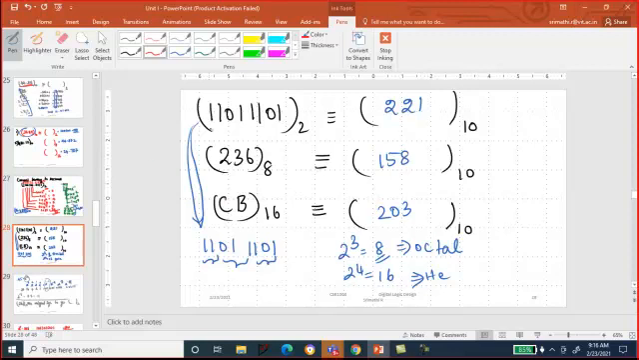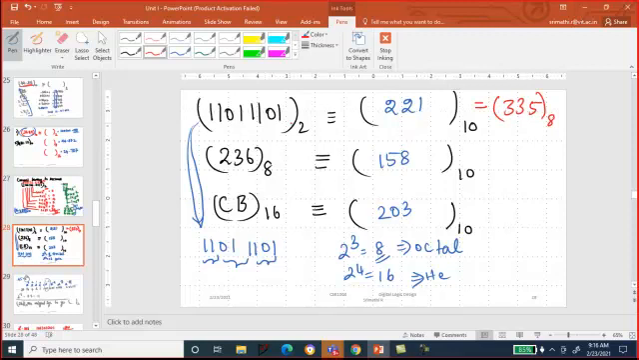Consider this as a binary. Tell me the equivalent octal value for this number, either 221 to 8 or 1101 to 8. Use your calculator and tell me the answer. Convert that to octal, so that is 335.